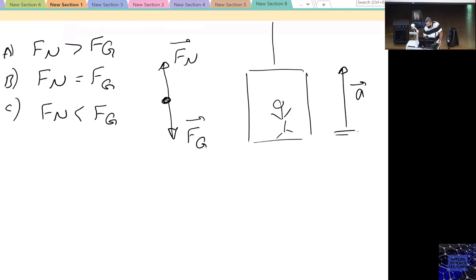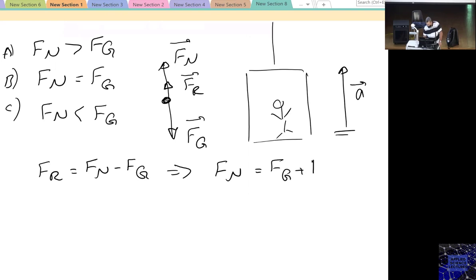Why? Because if you have an acceleration pointing upward, this means you have a net force pointing up. So let me call this one FR. Then in this case, I have FR equals FN minus FG, because the net force is pointing in the direction of the FN, which means FN equals FG plus FR. So FN is greater than FG. So you'll be reading on the scale a number that is higher than your regular weight.